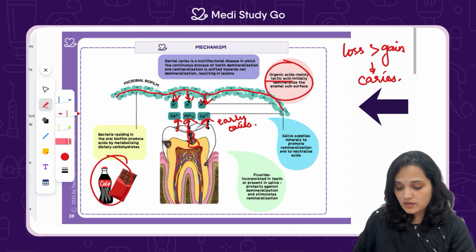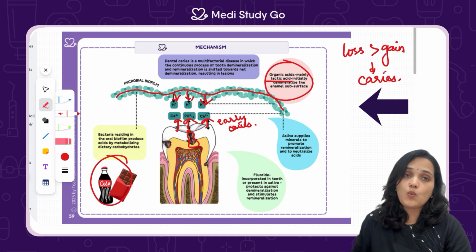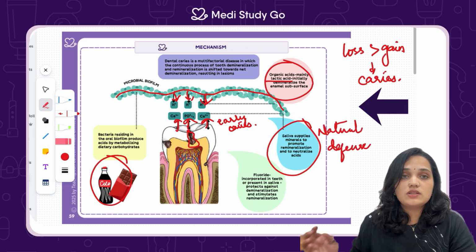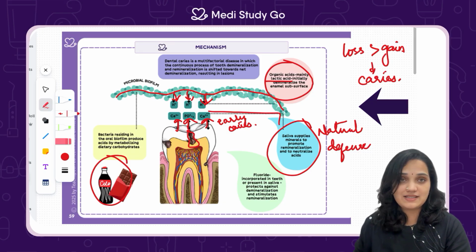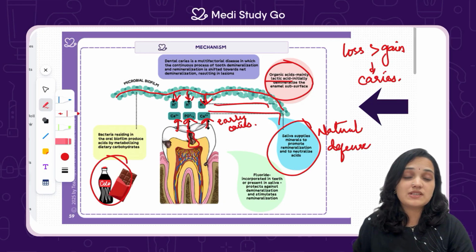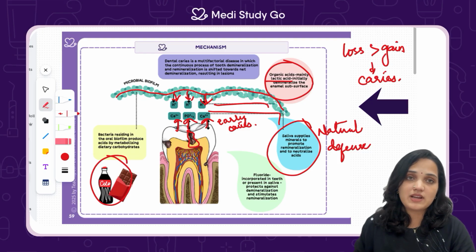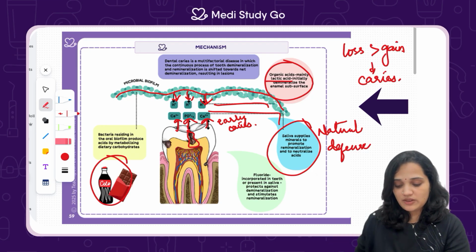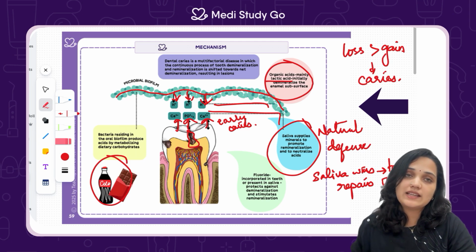Now, what factors affect this? One, our saliva, which is actually our natural defense. Saliva neutralizes the acids, buffers the pH, and supplies calcium and phosphate ions. It also promotes remineralization. So if saliva wins, the tooth repairs itself. If not, then caries will happen.